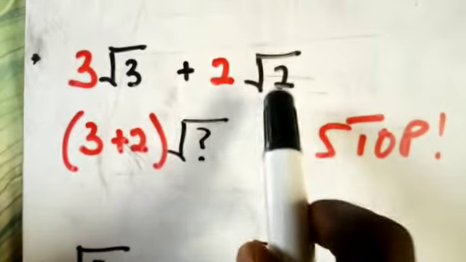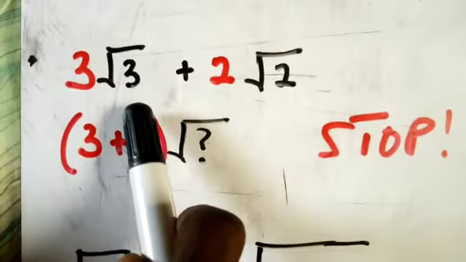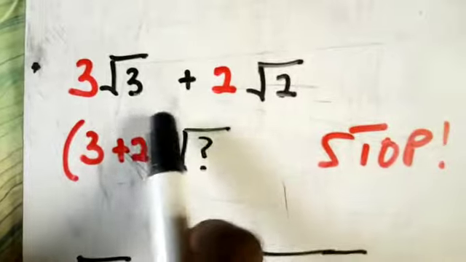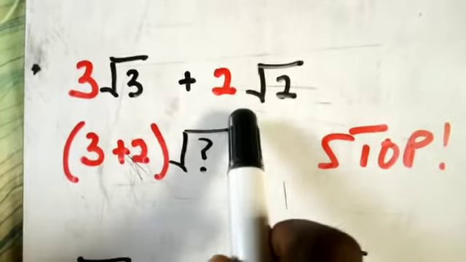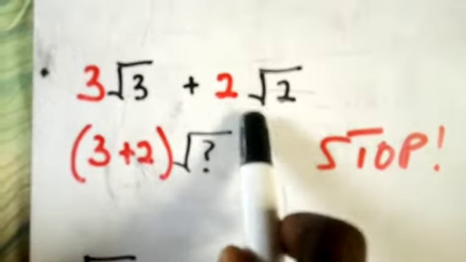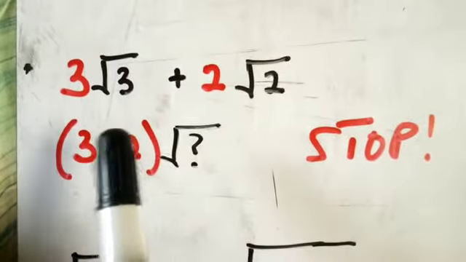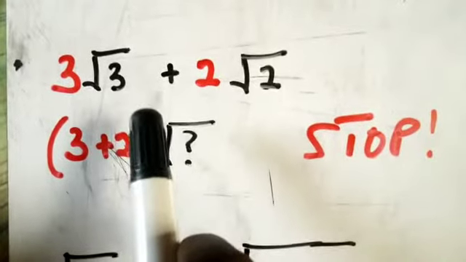And what are the conditions? The condition says that the number under the radical has to be the same before you can add them. If they are not the same, you cannot add. So in this case, you will leave it as it is, because they are not meant to be together. That is a law, one thing you have to obey first before you move on to addition and subtraction.